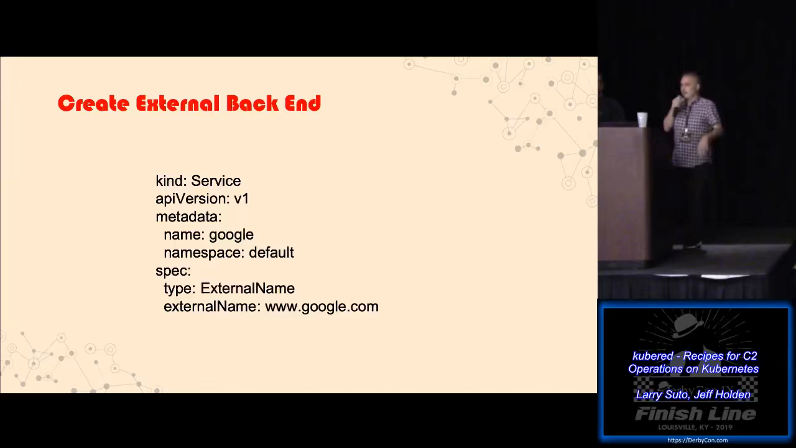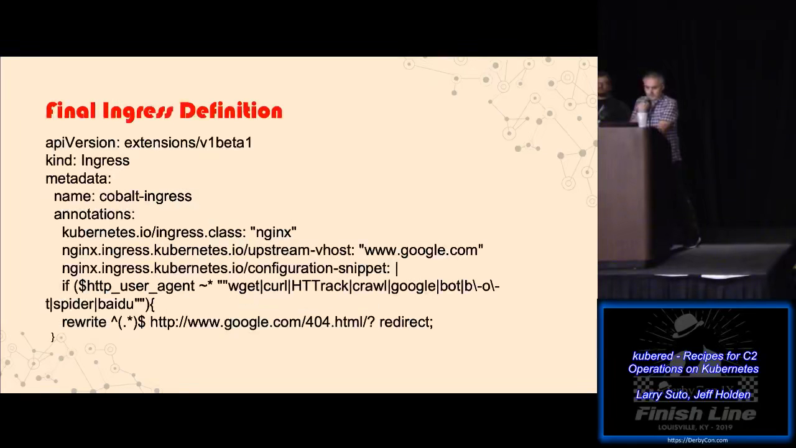Then if you want to do sinkholing, you'll have to create a backend, and that's something outside of the cluster. So if something doesn't match your filtering rule on the ingress inbound, then you can send it to what's called an external name, and this would be something like google.com.